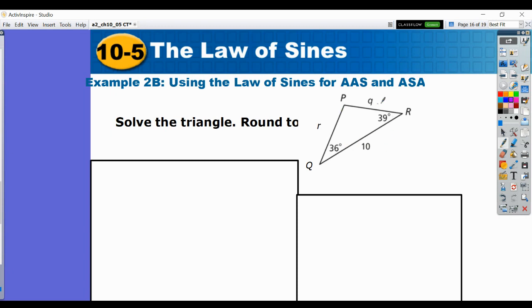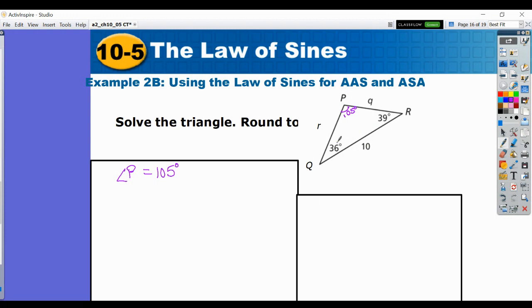All right, so looking at this triangle, we have angle Q and angle R. Let's start with finding angle P, because angle P shouldn't be too bad. We know the 3 angles in a triangle need to add up to 180, so we're just going to do 180 minus 39 minus 36, and we end up with 105. I like to label that on my graph.